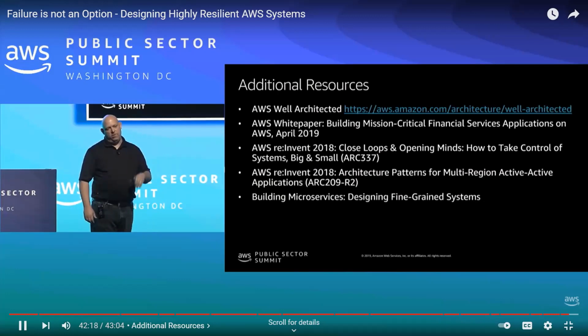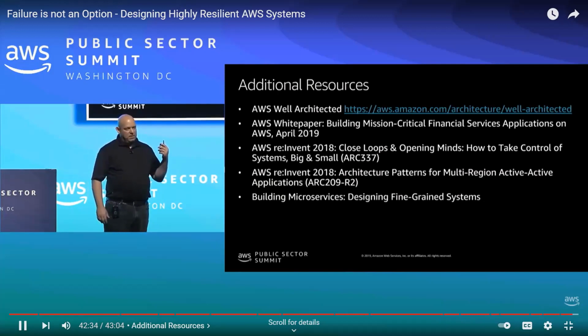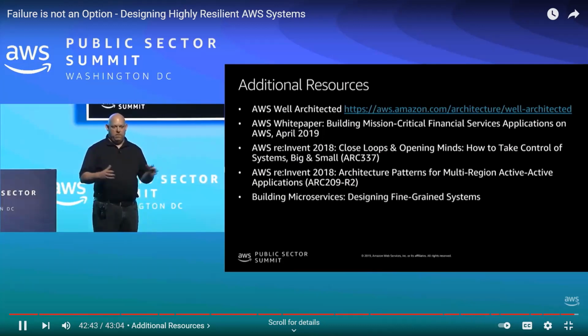These take a real deep dive into multi-region deployments and architectures, looking at things like latency and some very low-level stuff. It's really interesting how deep they go. And the last is making sure you're building microservice architectures. It's really important to understand this is a big part of eventually getting to highly resilient systems in the cloud: breaking down these big applications into smaller pieces that are running in the cloud.